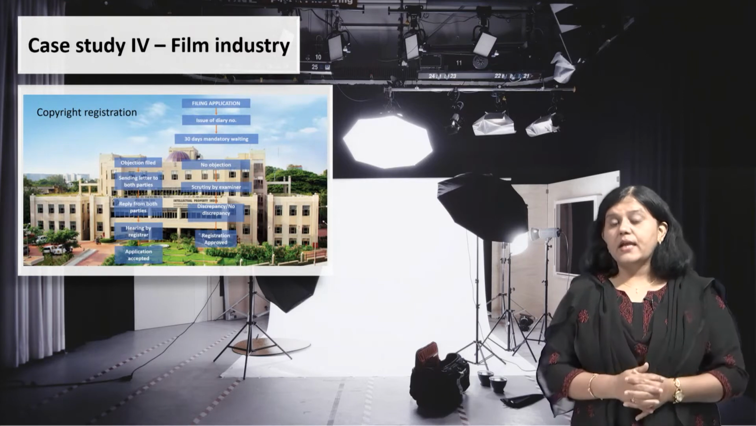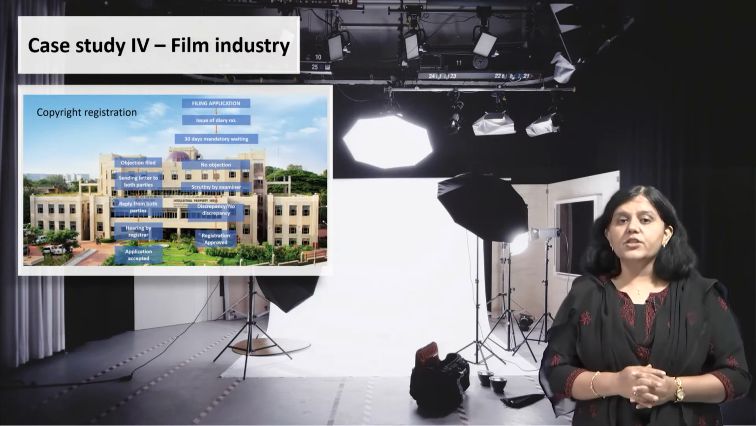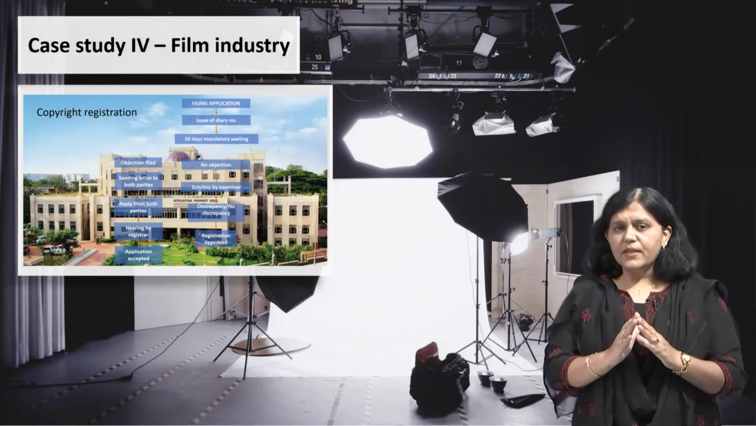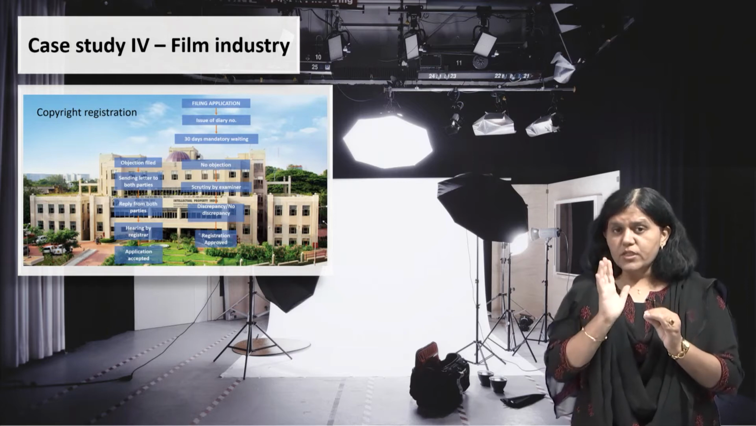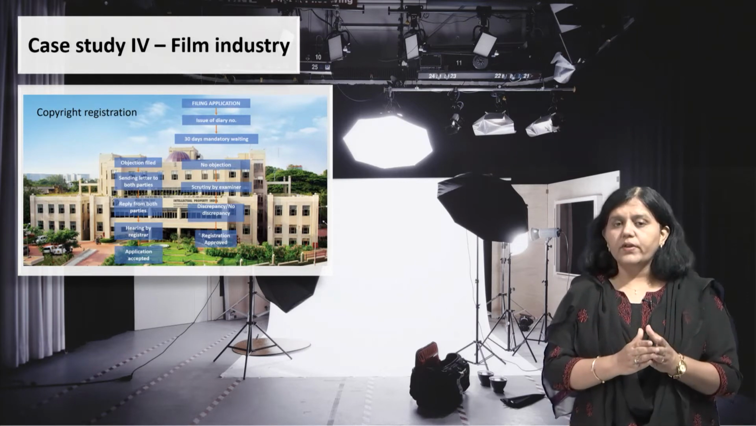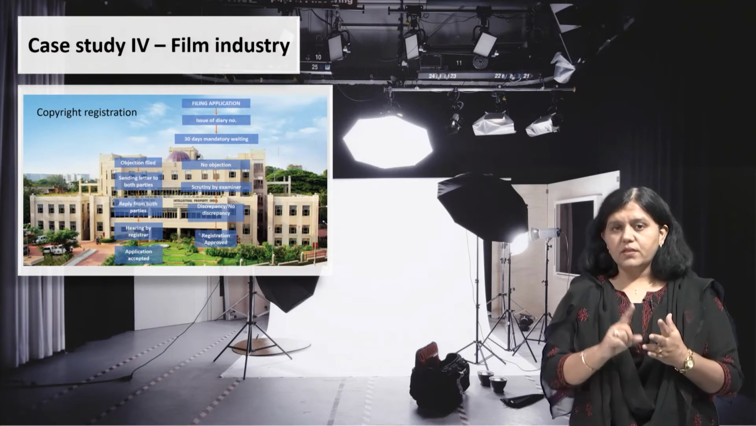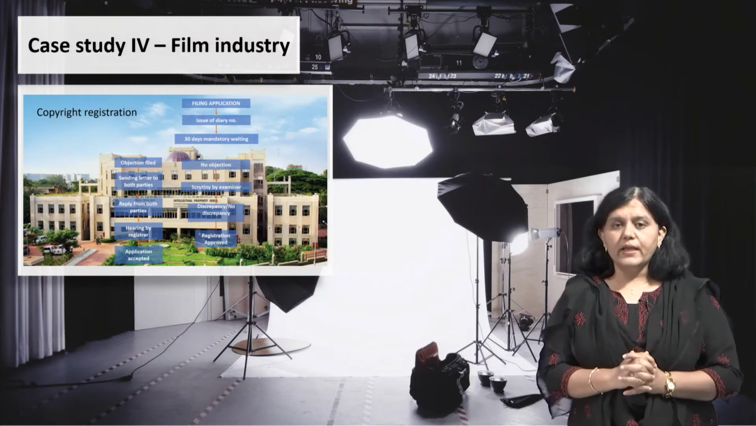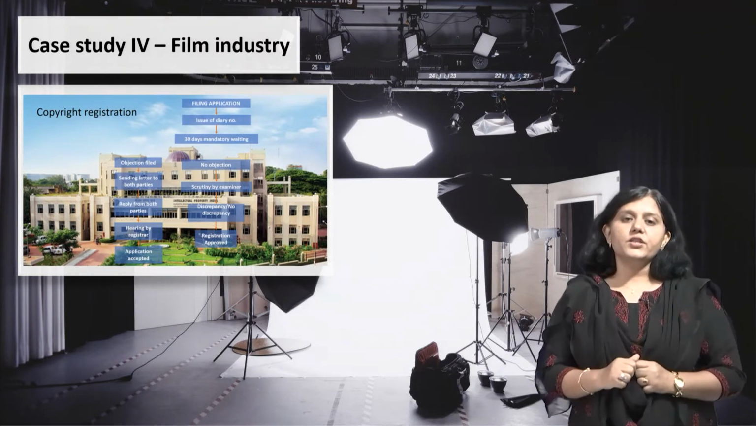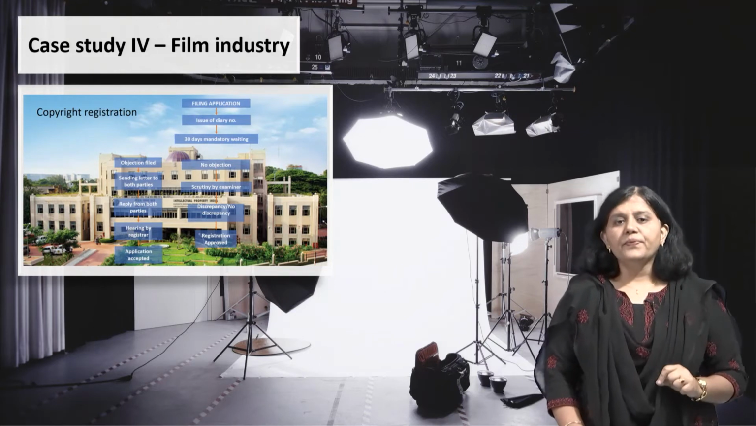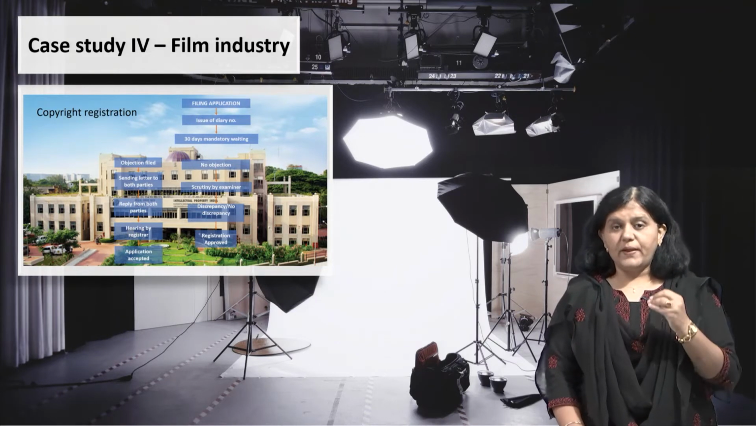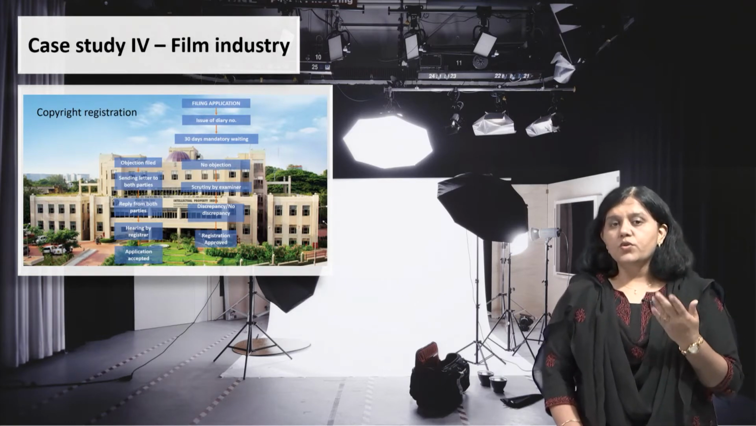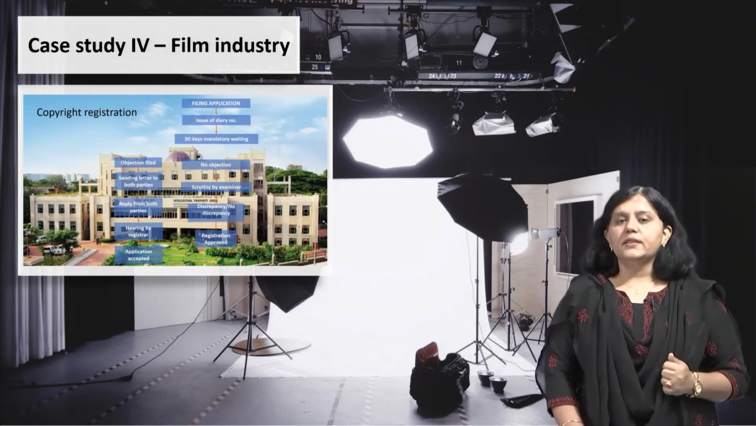Then we have seen how exactly to do the registration and what steps you have to follow. It is the simplest procedure among the IPs we have seen, that is trademark, patent, copyright, and next week we are going to see industrial design. Among these, copyright registration is the simplest one, and it is expected that for any copyright related filing, you yourself will be able to do the registration after going through this module.